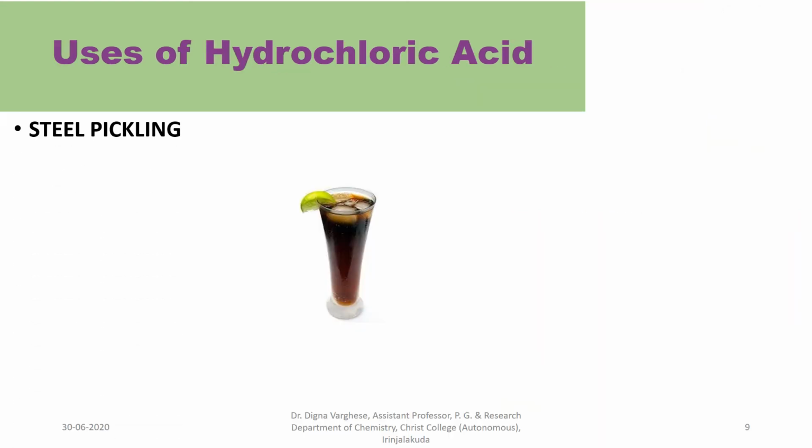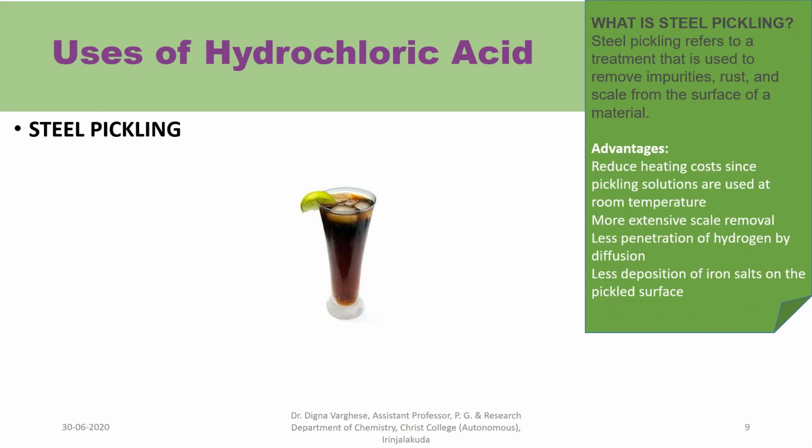Other use of hydrochloric acid is steel pickling. What is steel pickling? Steel pickling refers to the treatment that is used to remove impurities, rust, and scale from the surface of a material. Advantages when we are using hydrochloric acid.